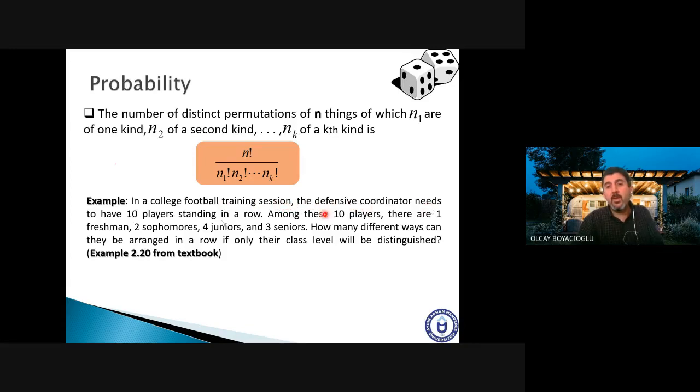All right. In a college football training season, the defensive coordinator needs to have 10 players standing in a row. Let me first talk a little bit about American football, as much as I know. I'm not an expert, by the way. First of all, in normal British football, there are 11 players, right? One of them is the goalkeeper or the goalie, and there are 10 other players. The goalie can use hands, and others cannot use their hands. They use their foot to play with the ball. And that's all. You have 11 players, and the other team also has 11 players. So you are playing the game.